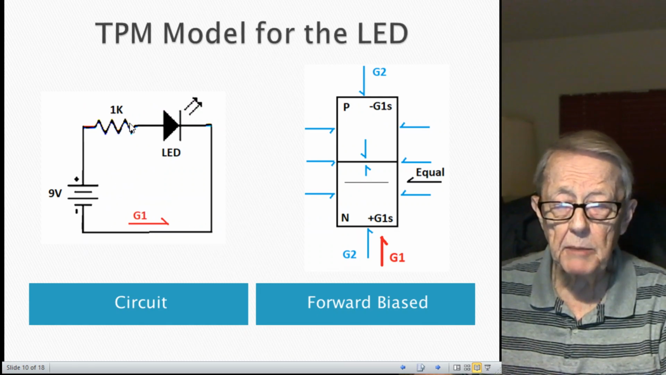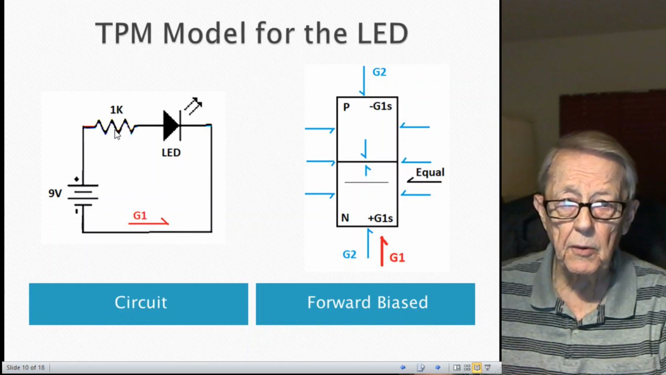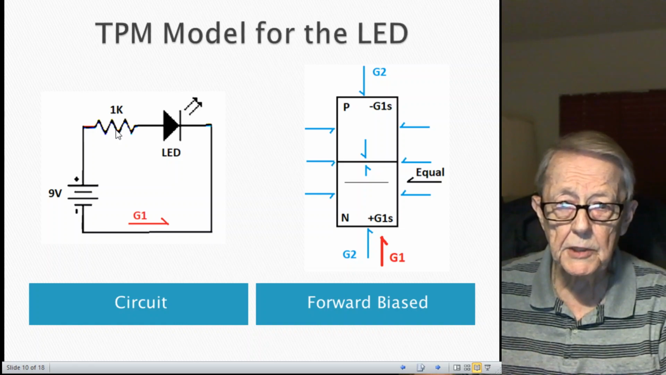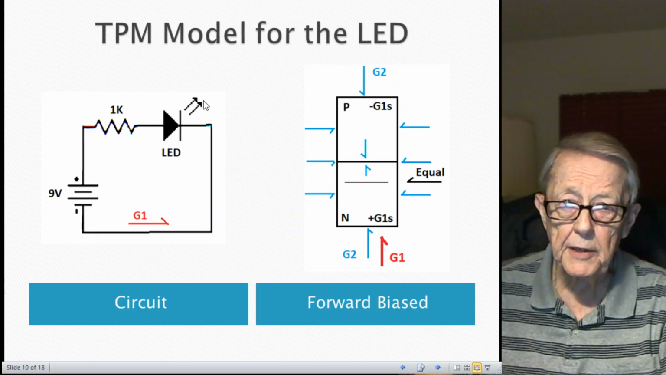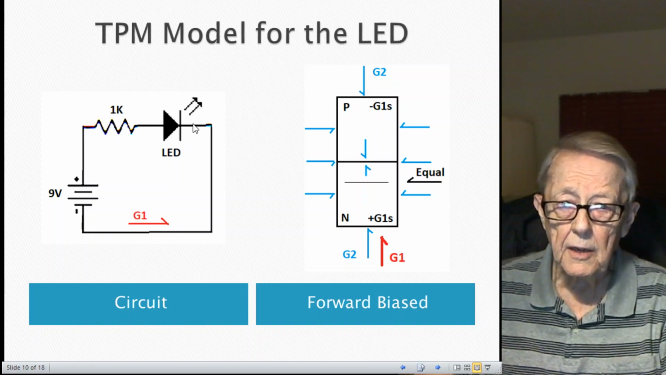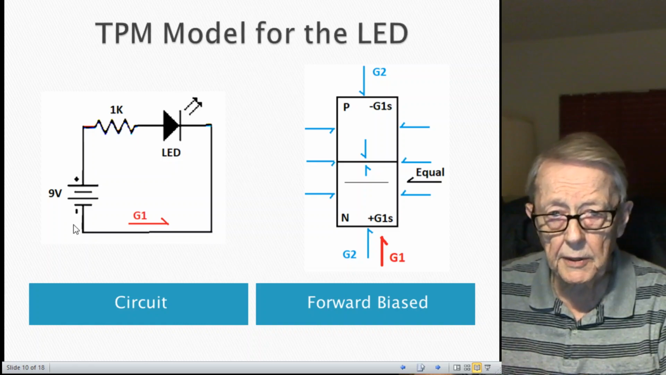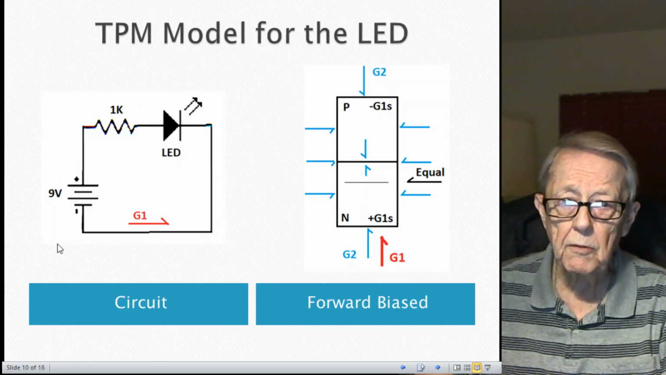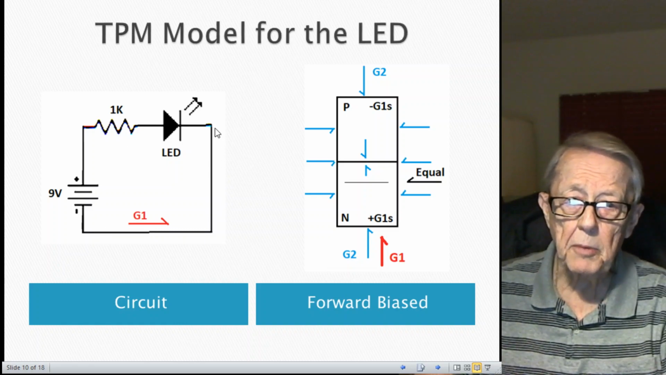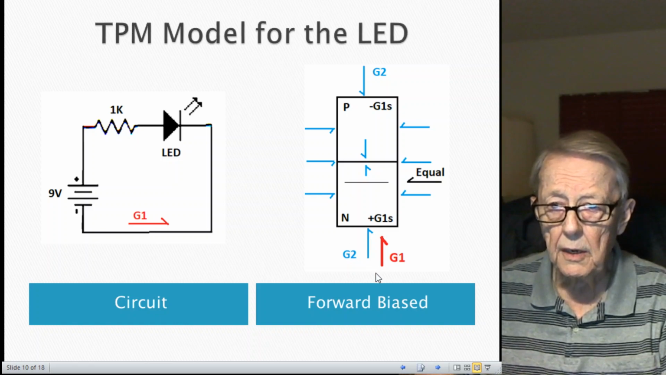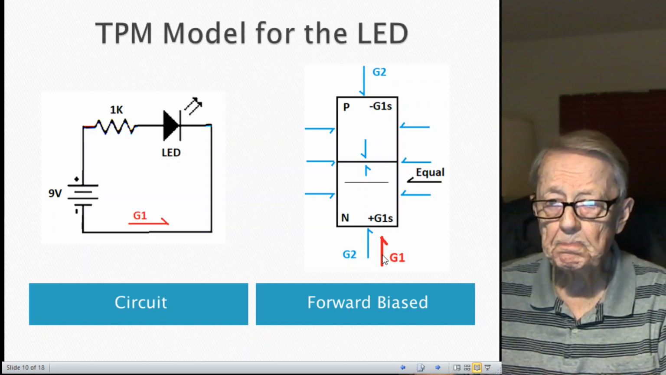Okay, the particle model for the LED. This is a similar circuit to before, a 9-volt circuit with a 1K limiting resistor, giving you 9 milliamps of flow through the LED. That's an LED because it's got the light shown. But in the particle model, G1 flows the other way. Forward bias is determined by the G1 flowing into the cathode. That's what I've shown over here.